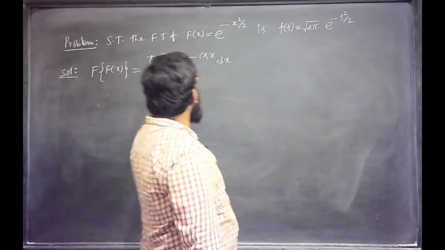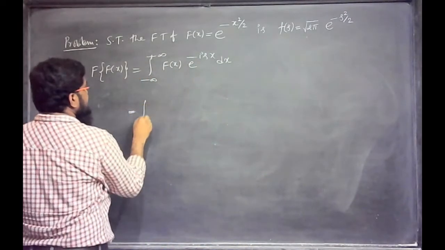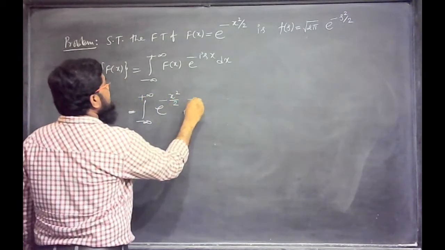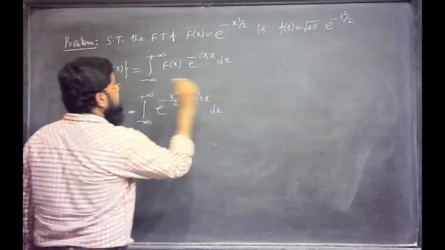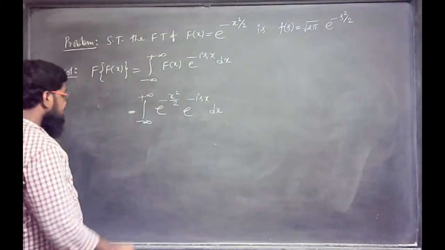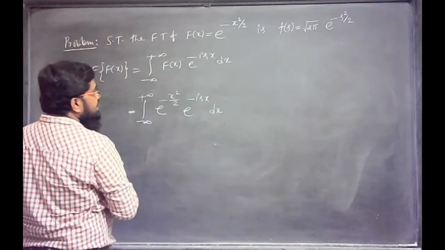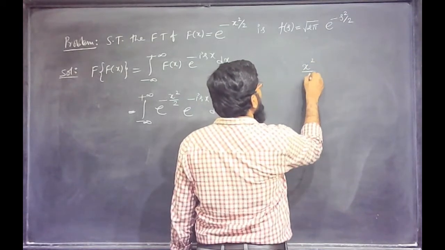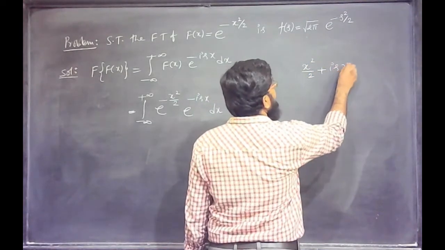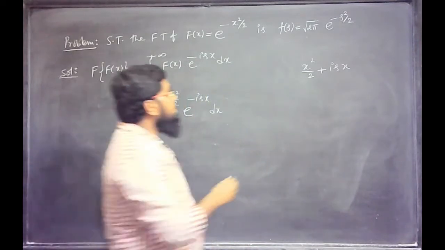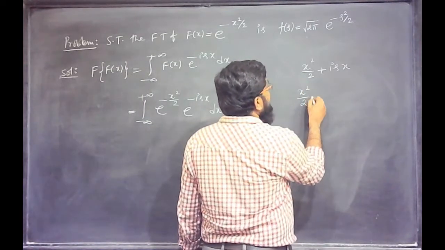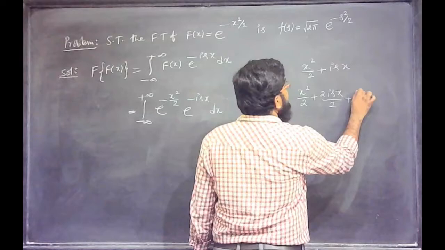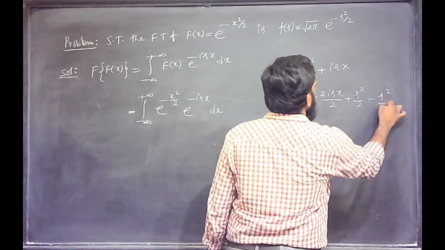Now you substitute f of x here. So when I substitute, the integral from minus infinity to plus infinity of e power minus x square by 2 into e power minus isx. Okay, now you take the common. So if I take the common here, what is remaining here, you should be careful. The term will be x square by 2, one term will come, plus isx will come. So what I will do here, I will do one thing, x square by 2 plus 2isx by 2 plus s square by 2 minus s square by 2 I can write.